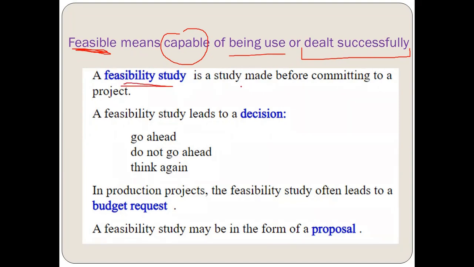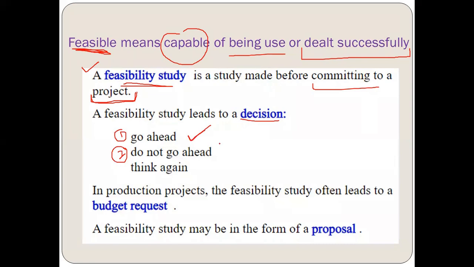So a feasibility study is a study made before committing to a project. That means before you say yes or no to a project, that yes, we are agreeing to the project development, you need to perform a feasibility study. On the basis of the feasibility study, it can lead to a decision which can be, yes, you can go ahead. This is one option.